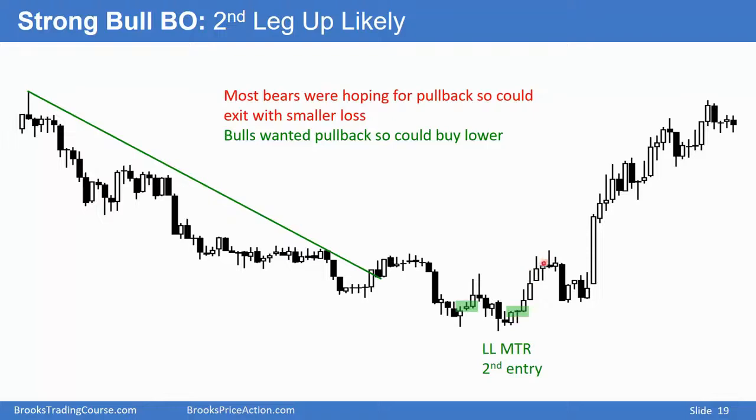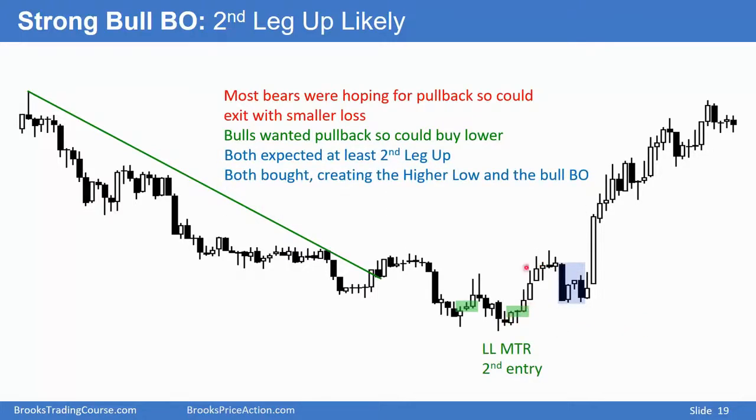Once you get a breakout like this, the bears are hoping for any kind of a pullback so they can buy back their shorts with a smaller loss. Strong breakout. The bears are hoping for a deep pullback. And the bulls, once they see this, they believe the market's going higher. They're hoping for any kind of a pullback so they can buy and get long. They're expecting a second leg up. And then once the market starts to go up like this, it's clear the market's going higher. The bears are trapped and they have to buy back their shorts.